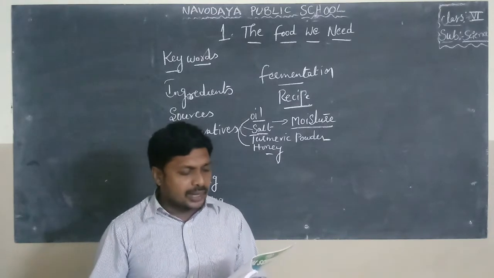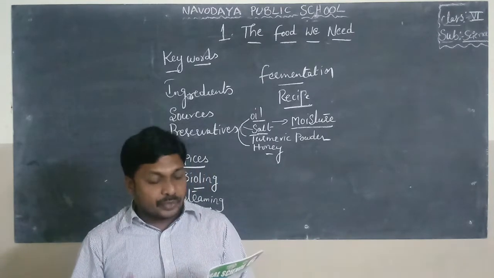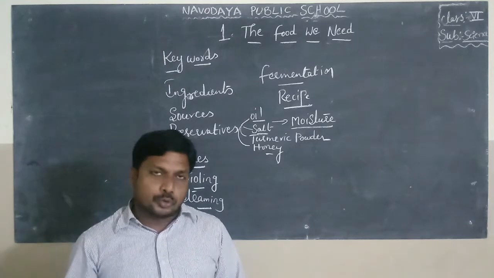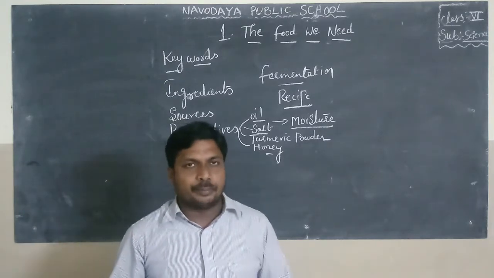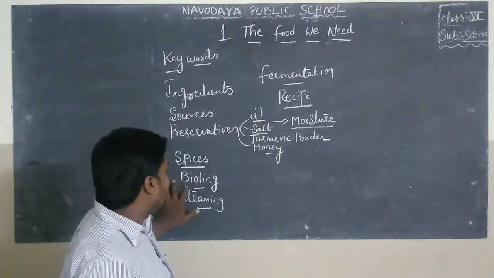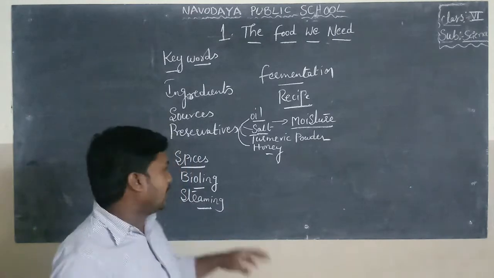Next, boiling, steaming and fermentation are some methods of preparing food. I will give two examples. For the food made by boiling, already I explained: idli and kudumulu are food items which are prepared by steaming.